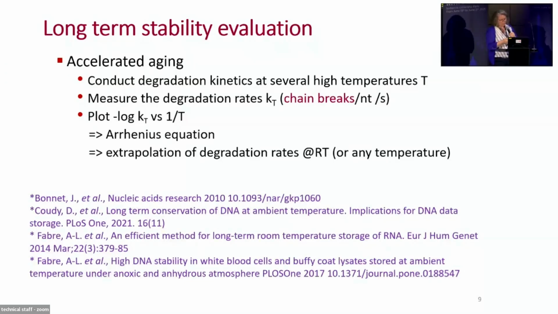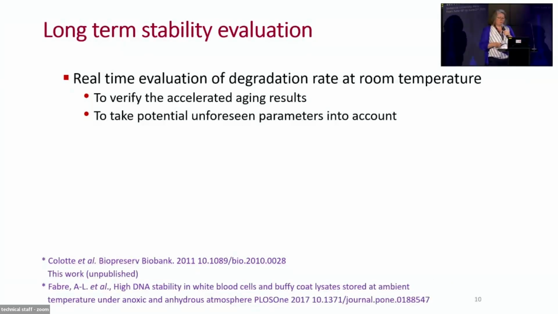So after these validations, we also wanted to have a long-term evaluation, but at room temperature, to evaluate the real degradation rate at room temperature. And we have different objectives. The first one is to verify that accelerated aging is really accurate, that the Arrhenius equation can be used, and also to take potential unforeseen parameters or factors into account to be sure that in real life we will have the same performance. We also published some papers.